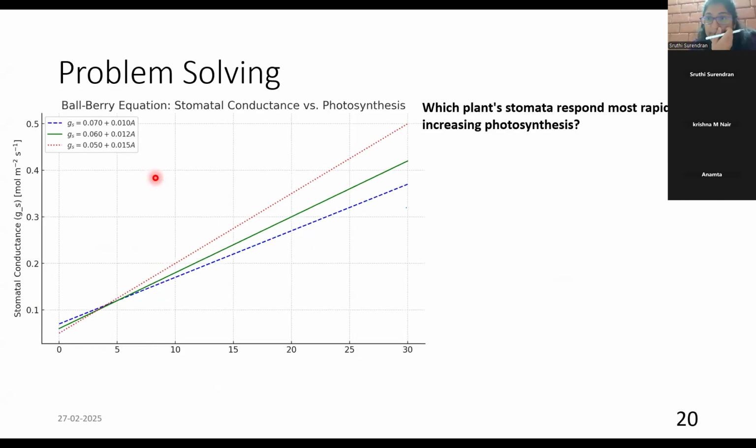Now, from this graph, which plant's stomata responds more rapidly to increasing photosynthesis?